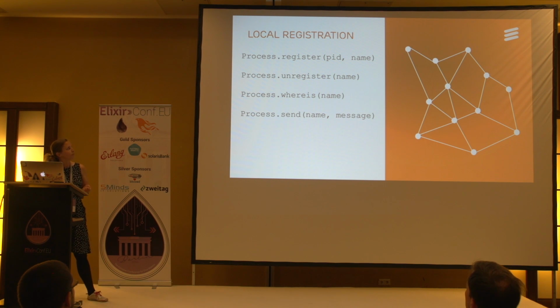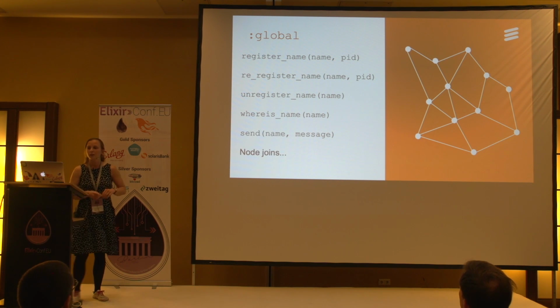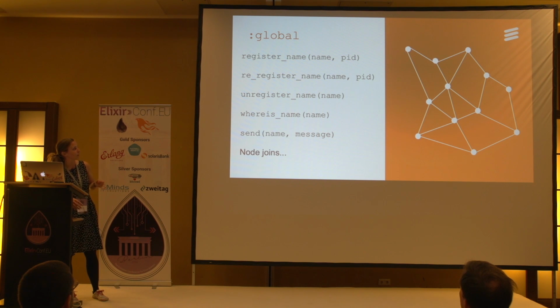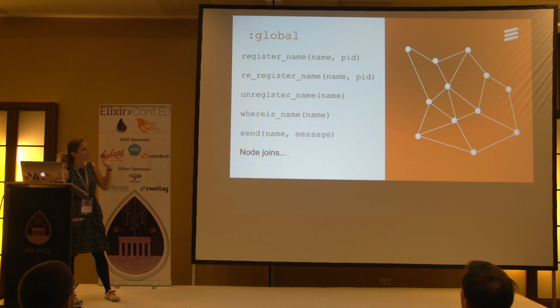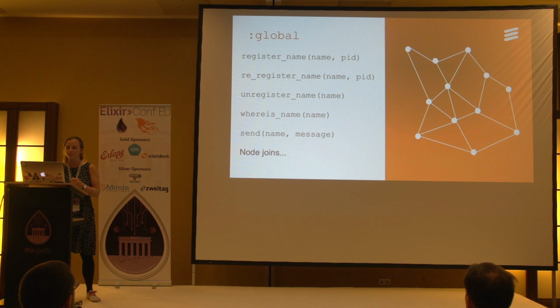And this is the API or interface for local registration. But we also provide a global version, which was also mentioned during Sasha's presentation. And it looks like this. It's through the global module, and you can see the similarities in the API here. The only difference is that we have a re-register name function as well. The global module is what is setting up the fully connected network.